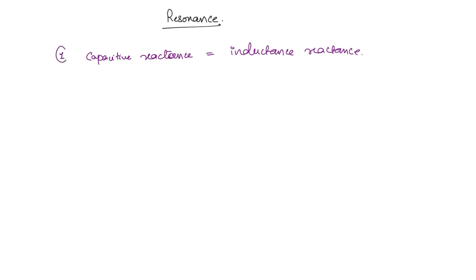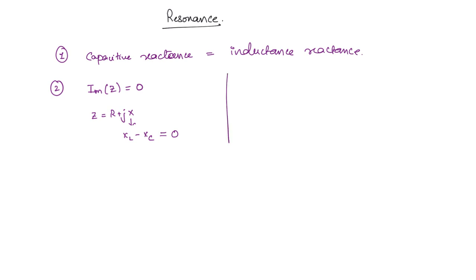So you can take this as point 1. Now when capacitive reactance is equal to inductive reactance, this means that the imaginary part of impedance is equal to 0, right? Because what is imaginary? Z is equal to R plus jX. This is reactance, which is equal to XL minus XC. But if XL is equal to XC, then X will become 0. That means the imaginary part of Z will become 0. So XL minus XC is equal to 0 under resonance condition.